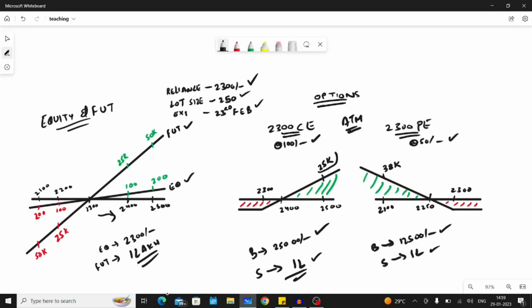And like we discussed, there will be a difference between the profit of the buyer and the seller for the similar 200-point moves, because this difference is 150, whereas this distance is only 100 rupees in call options.